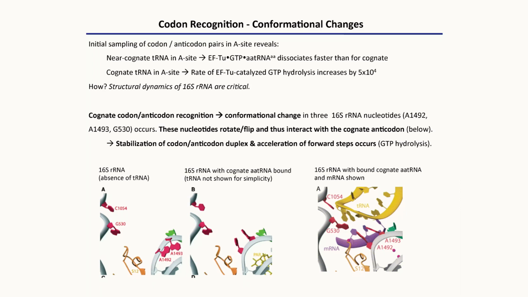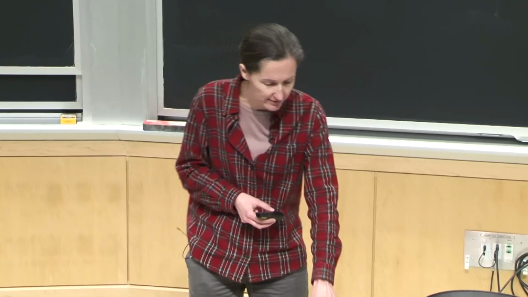Some of the easiest changes to see here are with A1492 and A1493. If we look in the absence of tRNA, the bases are pointing down. And here, as a result of tRNA binding in the A site, we see that A1492 and A1493 are flipped up. And if we look here, you can see how these are interacting with the bound tRNA. So this conformational change helps to accelerate the forward steps.